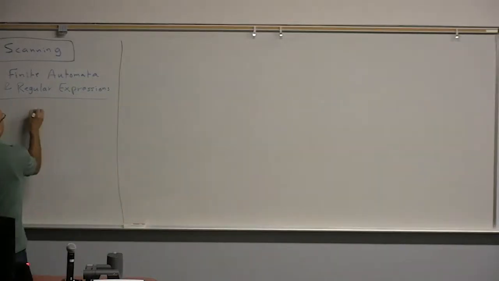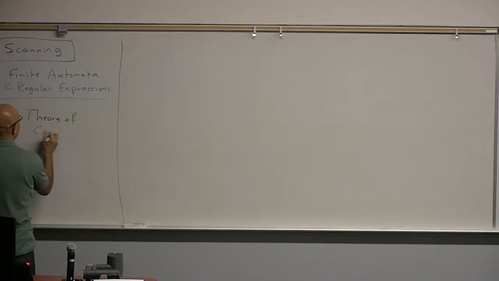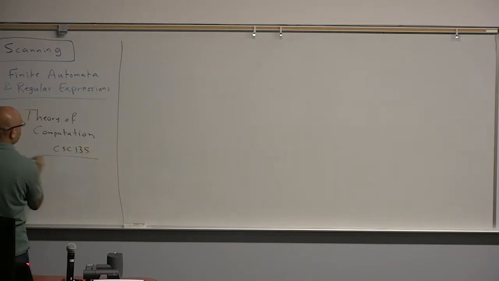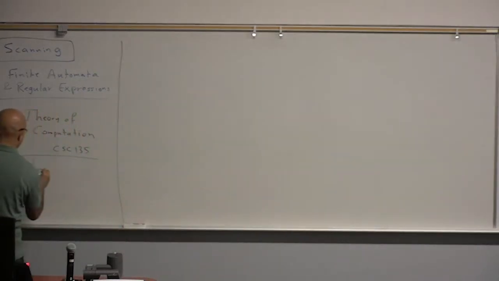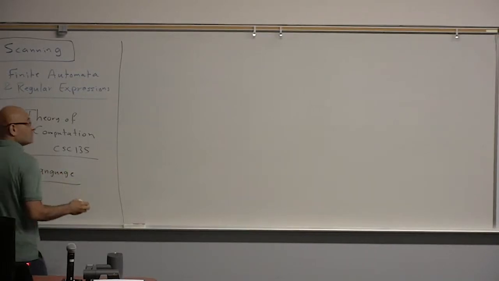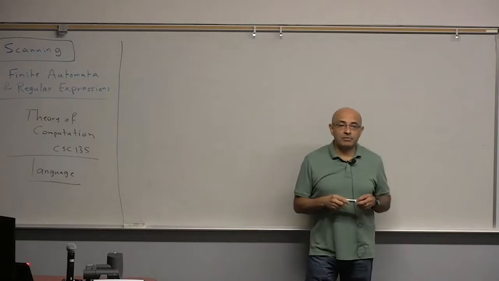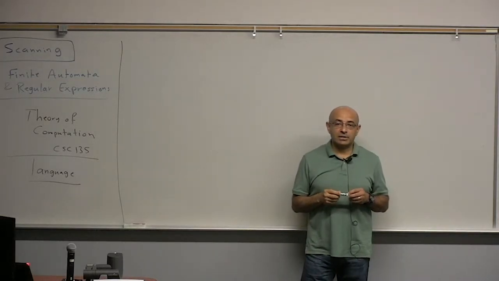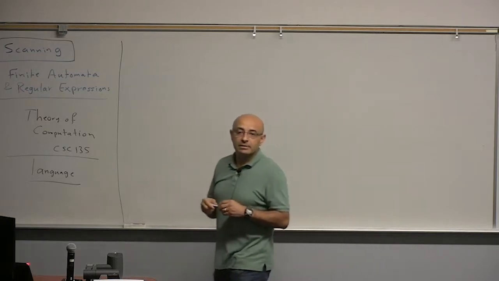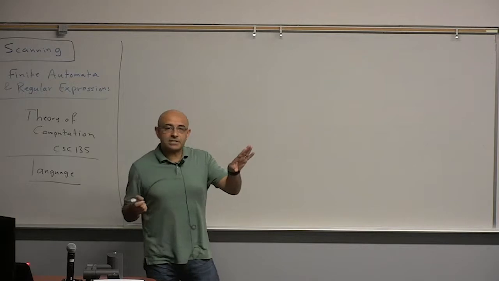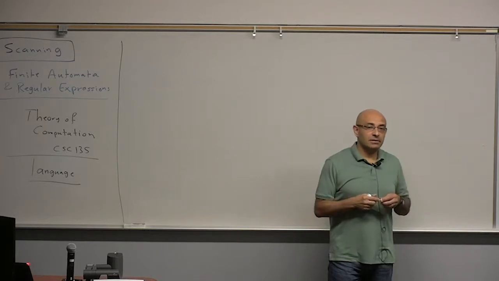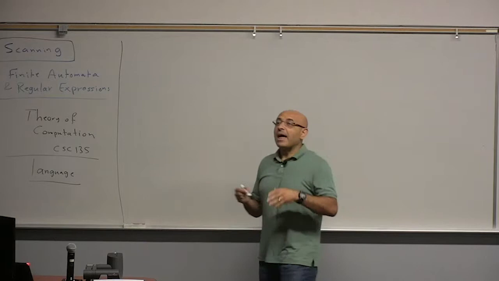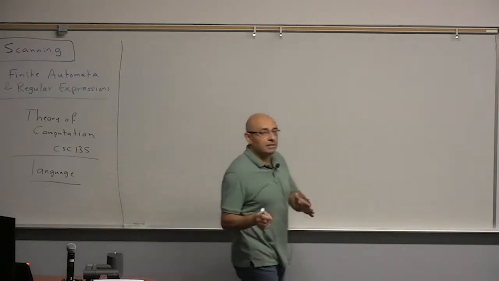In your theory of computation class, CSC 135, the class was about the notion of a language. So what's the definition of a language in theory of computation? What is a language? Regular expressions and automata are tools for recognizing languages. But what is a language? A context-free grammar is another tool for recognizing another kind of languages.